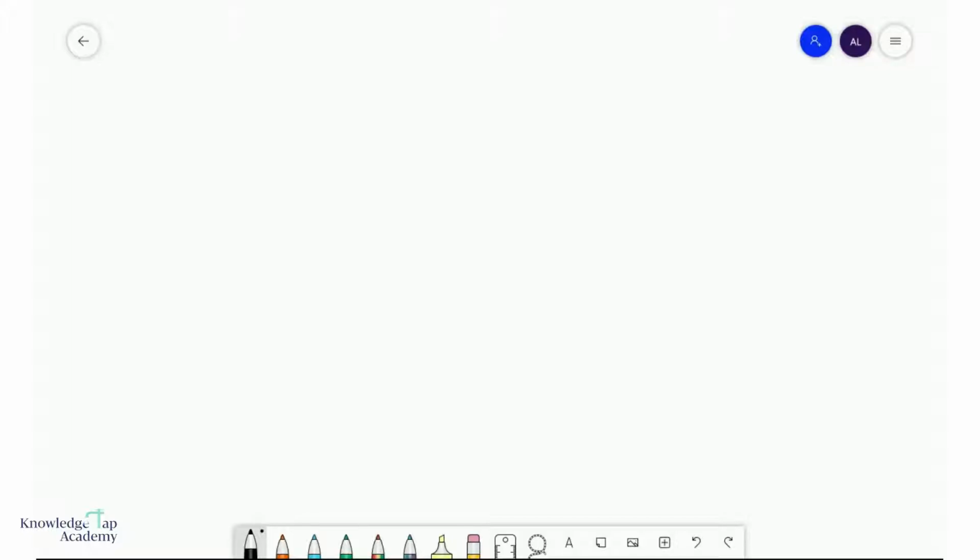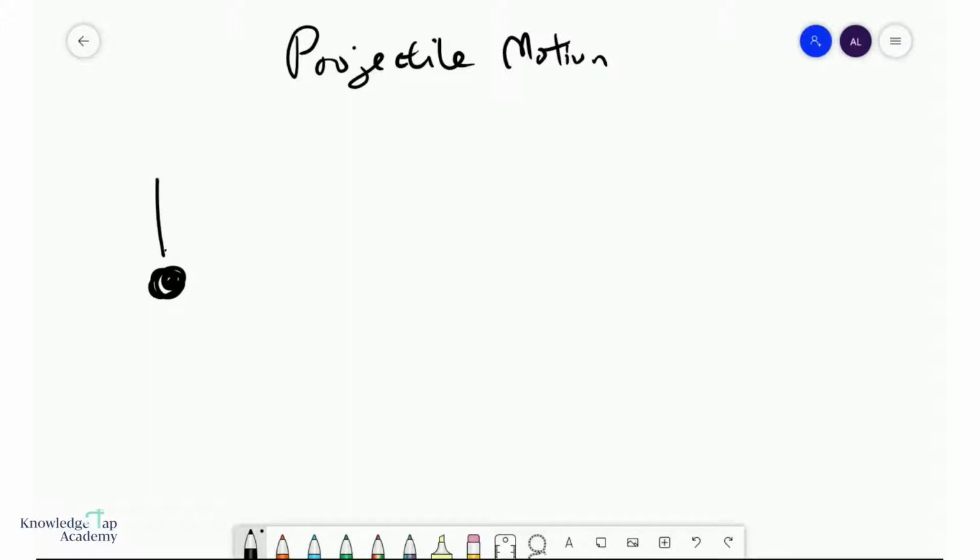All right, so what exactly is projectile motion? Well, projectile motion in the simplest form is essentially free fall. So remember, that's basically like an object being launched vertically into the sky or even launched vertically downwards, and it does something like that.